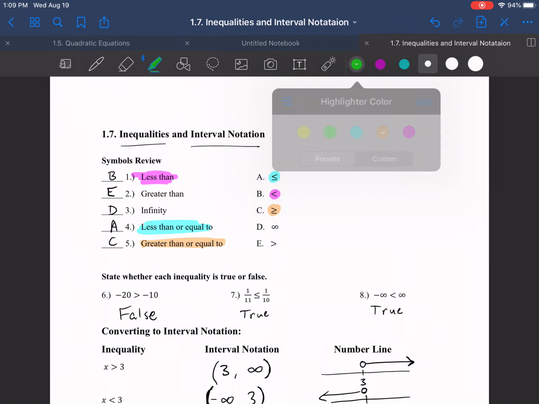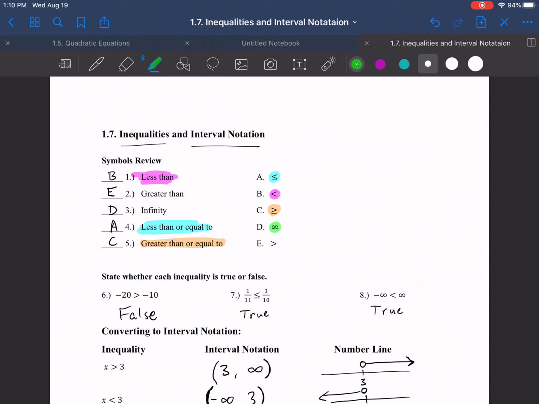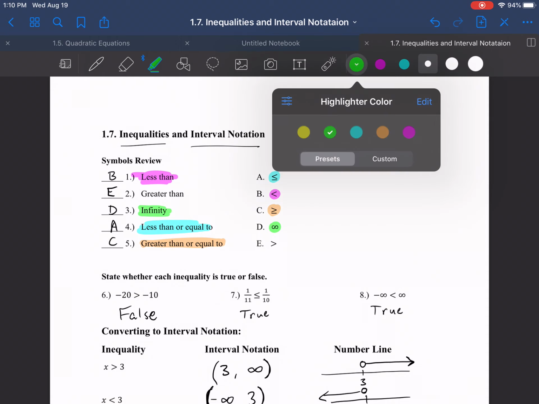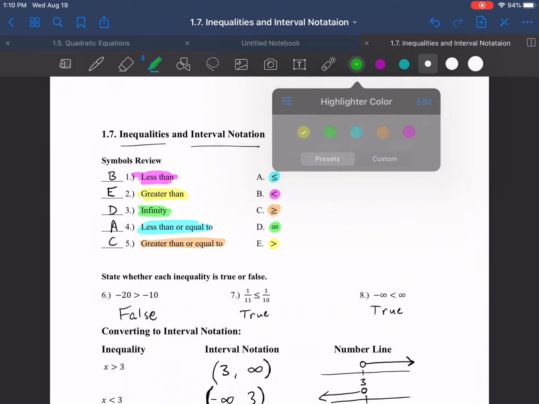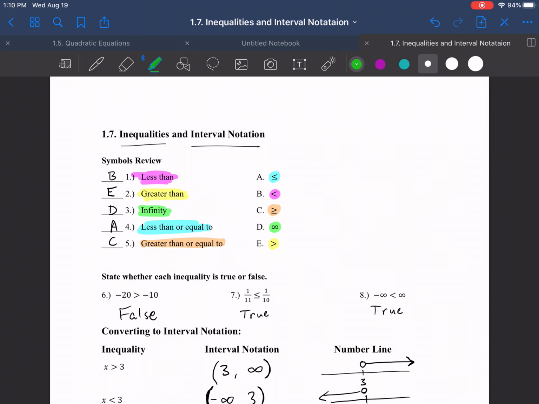The next one is infinity, and so that's that one right there, infinity. And then the final one is saying whatever's to the left of this symbol is greater than. So there you go. There's that one. So let's take a look here and try using this and state whether or not these things are true or false. So here it's saying -20 is greater than -10.